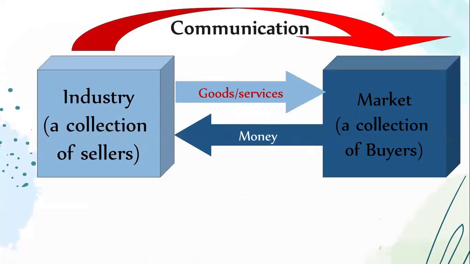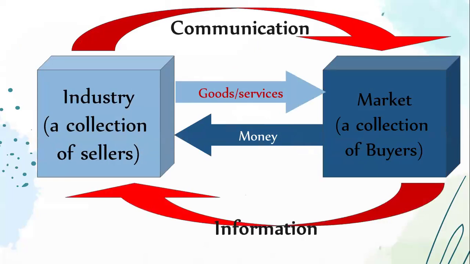Right, so I think I included this in your agricultural business management module as well. In the industries, we have the sellers, and in the market, we have the buyers. Sellers produce goods and services and sell them to the customers or buyers, and on the other hand, they receive money for that, right? And there's also communication and information flow, which I will explain later. Once a product is produced, the producer communicates it to the customers.